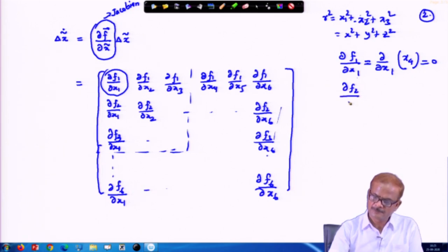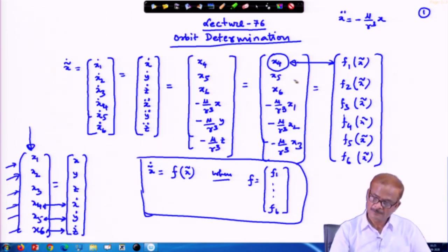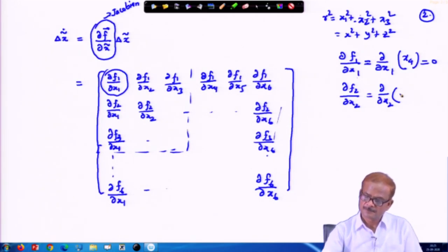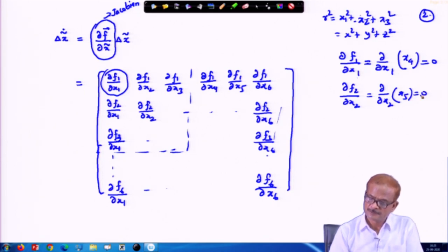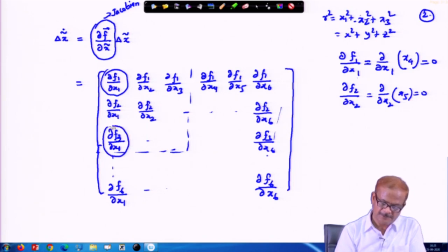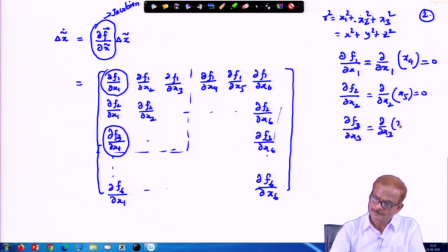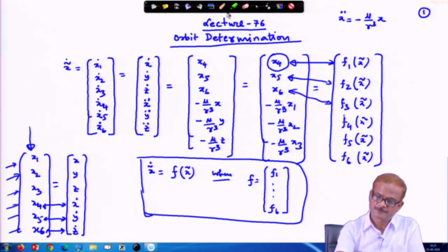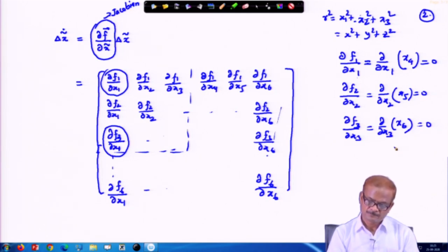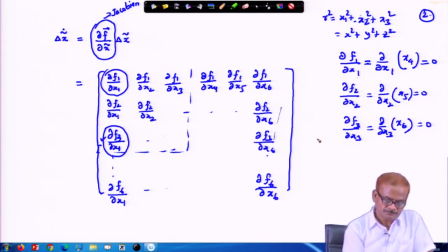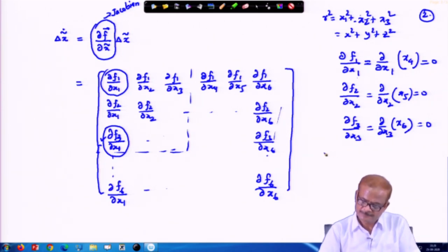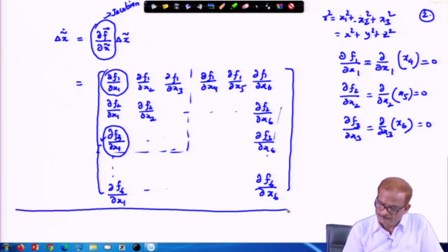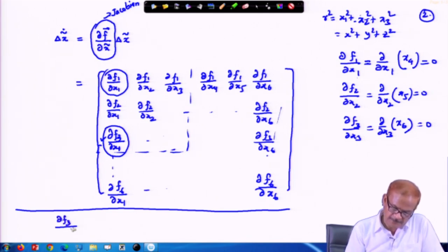You can check for another one, let us say dou f 2 by dou x 2. So, dou by dou x 2 and f 2 is here x 5 and therefore, this also turns out to be 0. Any other element, let us say the same way you will have dou f 3 by dou x 3. F 3 is x 6. Okay, so this quantity also vanishes. Let us evaluate this quantity. So, therefore, on the right hand side itself you can write dou f 3 by dou x 1.